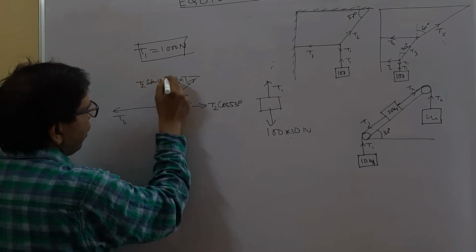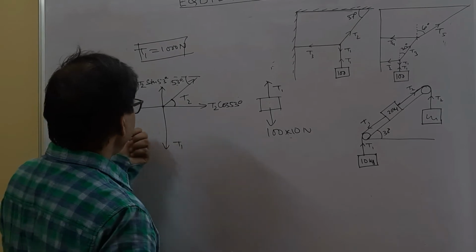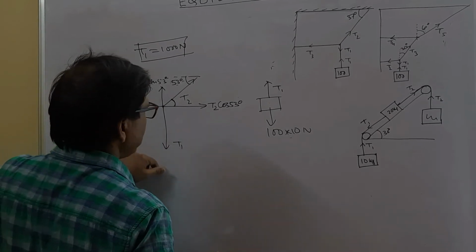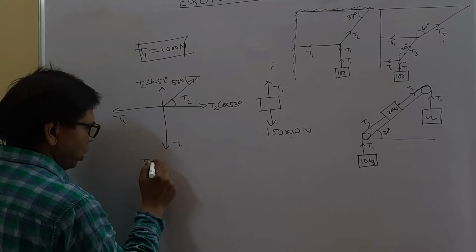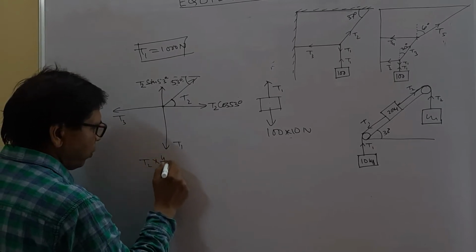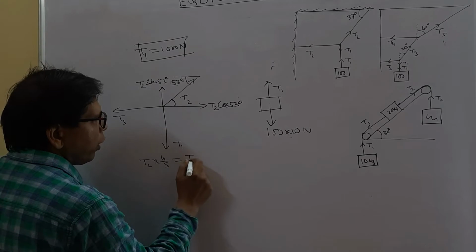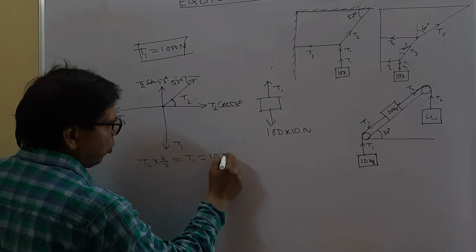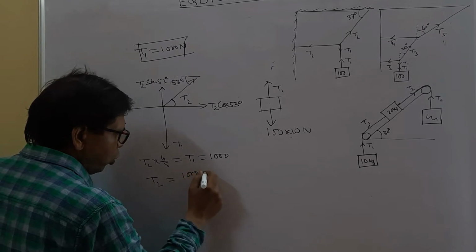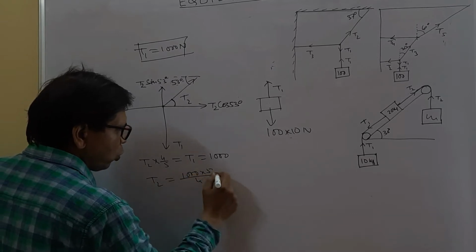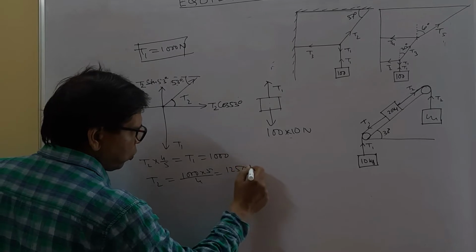Okay. Now this force equals this force, and this force equals this force. So T2 into sin 53 degrees, which is 4 by 5, equals T1, and T1 equals 1000. Therefore T2 equals 1000 into 5 by 4. So this is 1250 Newton.